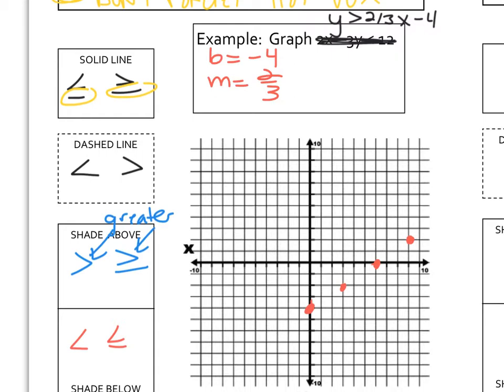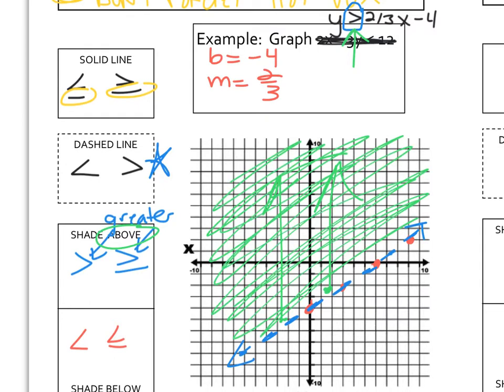Okay, then I need to decide if I'm solid or dashed. If I look at this inequality, I do not have an equal to. So I'm going to connect these with a dashed line. And my last step is to decide whether I'm shading above or below. Since this symbol is a greater than, I'm going to shade above the line. So put your pencil somewhere on the line and go up. Anywhere on the line, go up. That's where we are shading. Up, up, up, up, up. Or down. We are only thinking up and down. Do not think left and right.